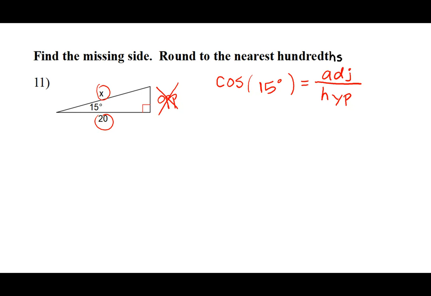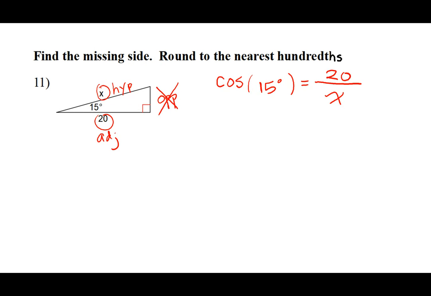So which one's an adjacent? Well, x is hypotenuse. How do you know? It's across from the 90 degrees. Okay, so x is hypotenuse, which means 20 must be my adjacent. 20 on the top of the fraction. Okay, that matters. If you put 20 in the bottom, it's not going to give you the right answer. So 20 goes on top of the fraction, and then the hypotenuse x goes on underneath.